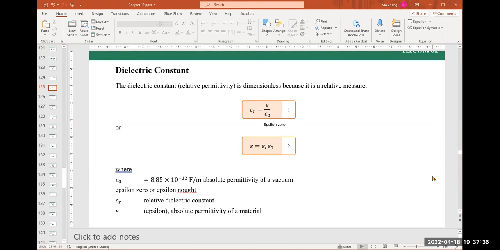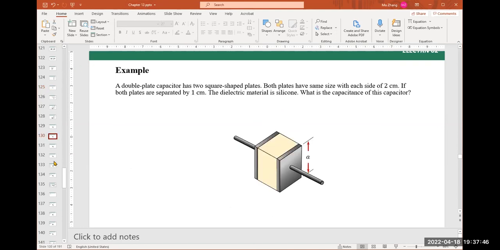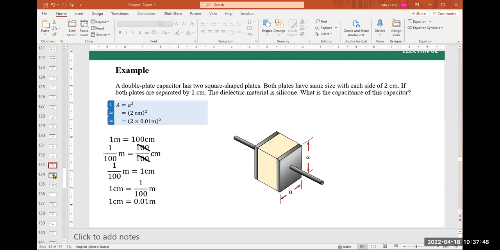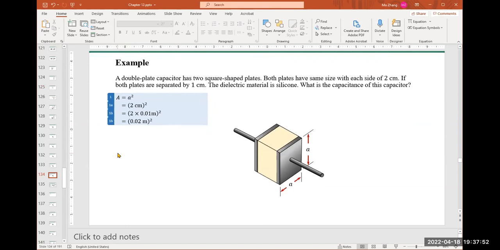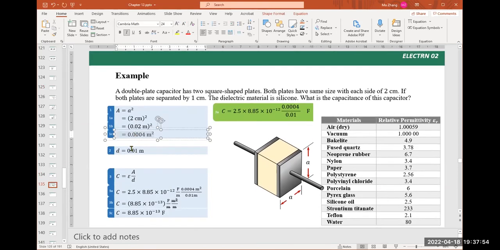You can also take a note here. When you work on the final, you may refer to this video or chapter 12, slide 133. Okay, now we know the area, and we also know the distance between the plates.